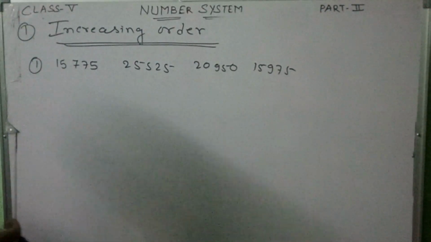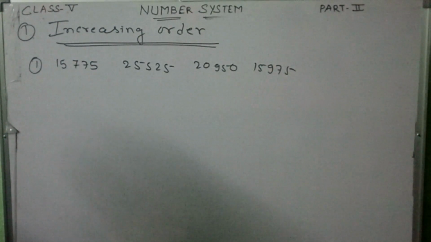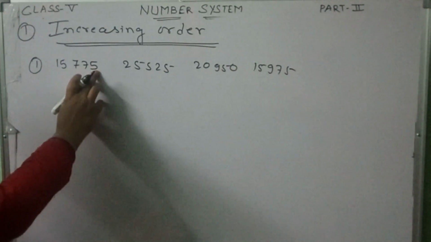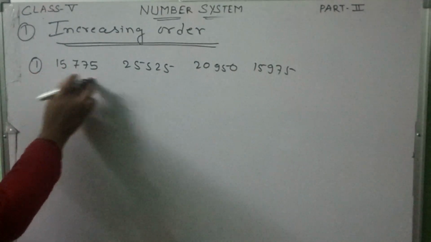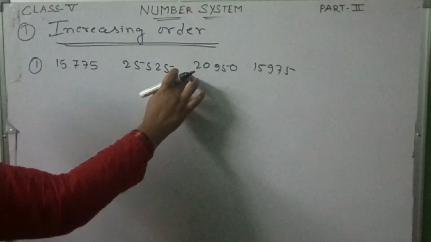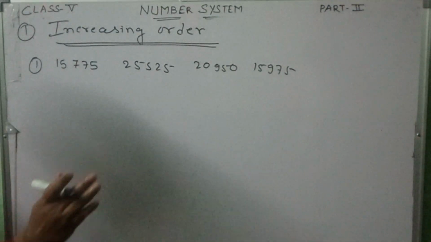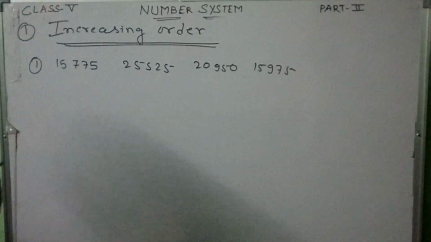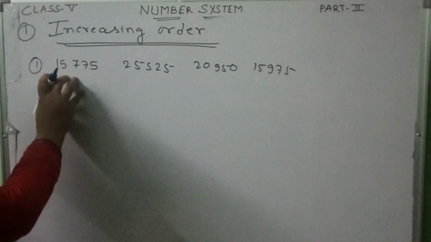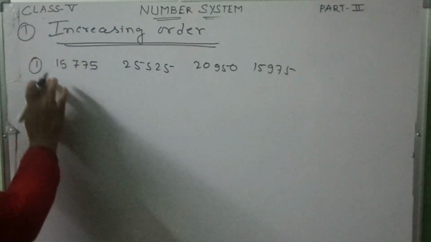For finding the increasing order, it is very important to see whether all the digits are the same or not. Here, see: 1, 2, 3, 4, 5, a 5 digit number. Yes, all are 5 digit numbers. So after checking the digits, you have to check the place values: ones, tens, hundreds, thousands, ten thousands. You have to check the 10,000 place.